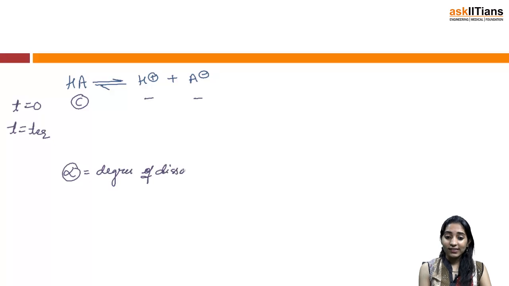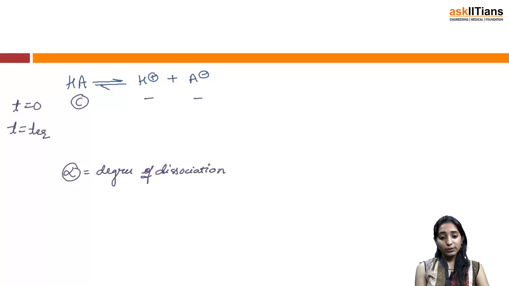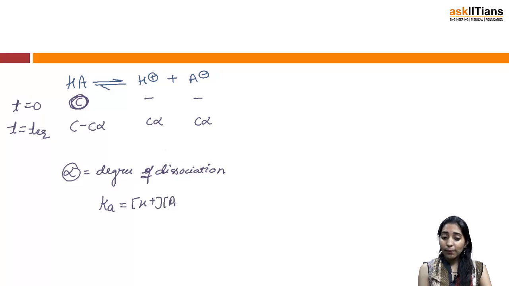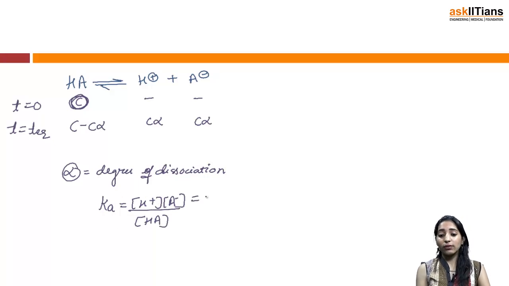of the weak acid. If alpha is the degree of dissociation of weak acid, and I am taking C as the concentration of HA, we will say C alpha gets dissociated. If C alpha gets dissociated, the remaining amount will be C minus C alpha. H positive will be C alpha, A minus will be C alpha. So I can say that Ka will be nothing but concentration of H positive times A minus by concentration of HA. If I substitute the values here, it will be C alpha into C alpha by C into 1 minus alpha. So again it is C alpha square by 1 minus alpha.